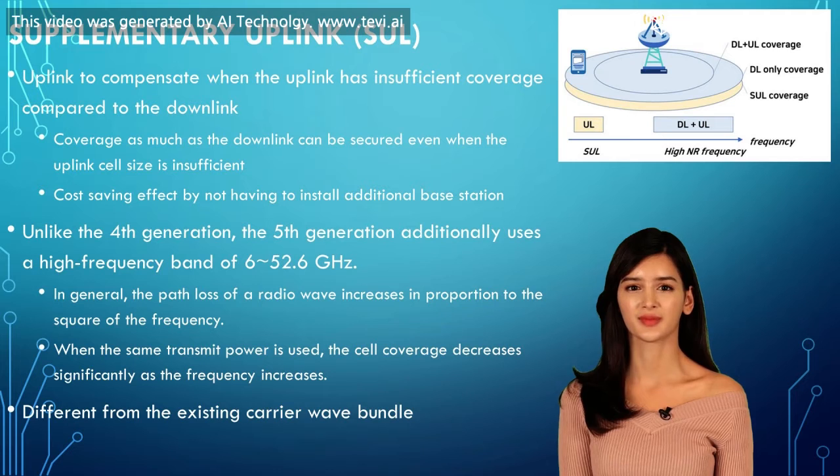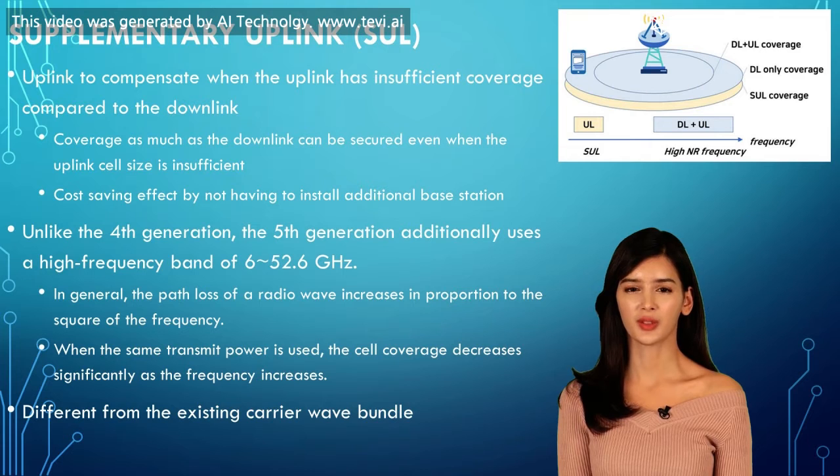Supplementary uplink is an uplink to compensate for when the uplink has insufficient coverage compared to the downlink, and even if the uplink cell size is insufficient, coverage can be secured as much as the downlink. There is also a savings effect.